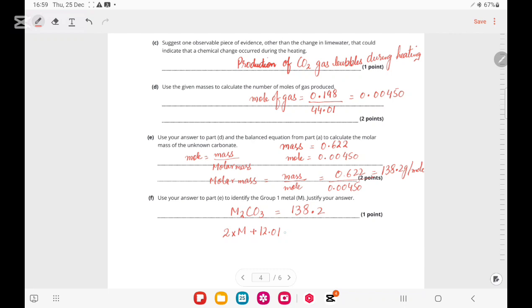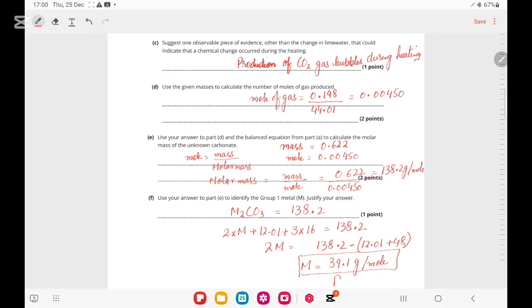And then we have oxygen, which is 3 times 16, is equal to 138.2, and 2M is equal to 138.2 minus, we are going to do 12.01 plus 48, and then M comes out to be how much? 39.1 gram per mole, and this is the molar mass of potassium. So potassium is the metal from group 1.